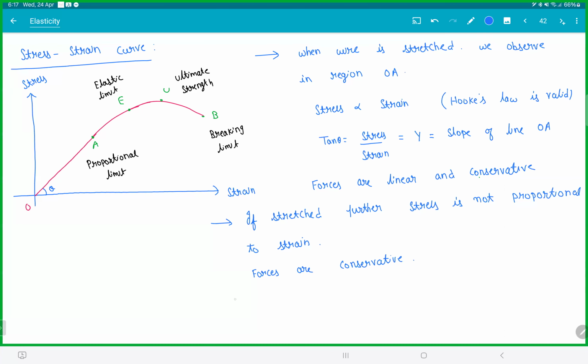Right? And up to E, so when you're pulling this up to this point E, if you remove the forces at any point of time, if external forces are removed, it will come back to the natural length. So there is no permanent deformation. There's no damage to the wire. It is not linear anymore, but there is no damage also. It comes back to natural length.